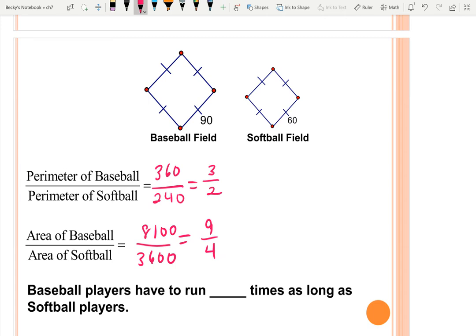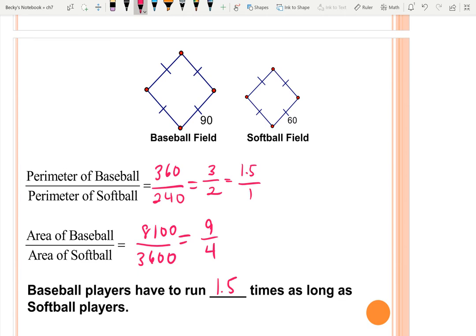Okay, so a baseball player has to run how many times longer than a softball player? Well, obviously when you run, it's the perimeter. So we're going to be looking up here. And so the baseball is 1.5 to 1. And what I did is I just simplified it down even more. So they have to run 1.5 times as long as the softball player.